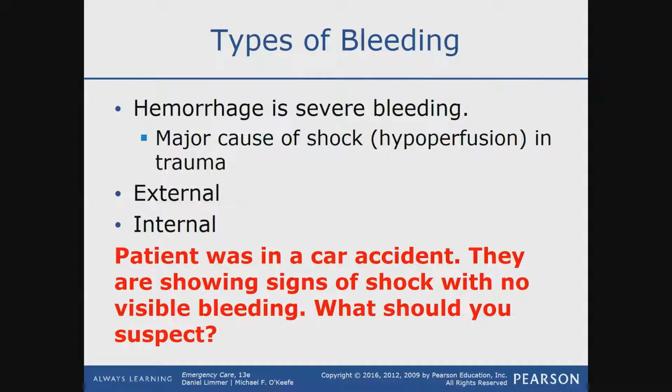Internal bleeding would be playing baseball with little Timmy. Little Timmy hits you in the stomach with a baseball bat because you made little Timmy mad. The skin is intact, but that ruptures an organ or a vessel inside the stomach. Now you have internal bleeding. That's internal hemorrhage.